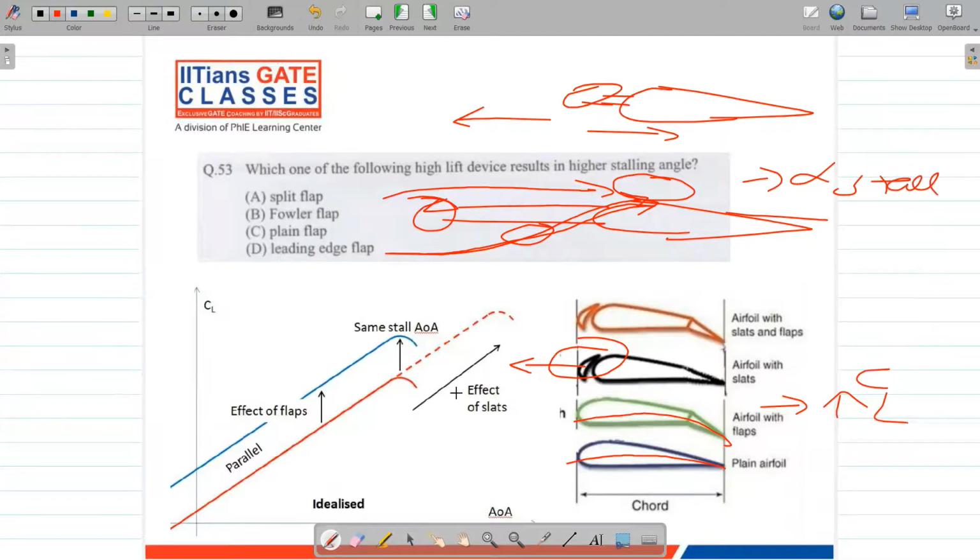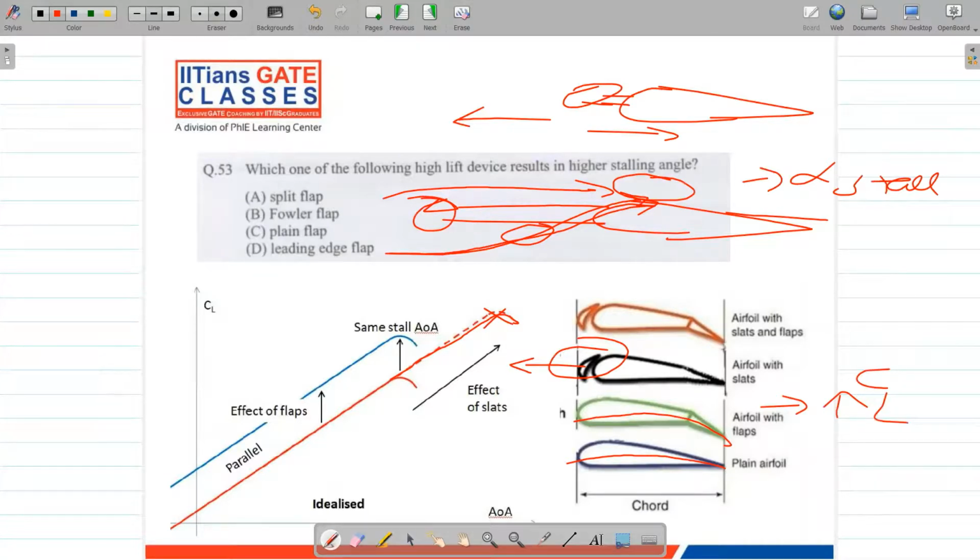So that is what you can see in this dotted red curve: if I use a slat, I'm adding more energy to the flow and pushing my flow separation, and I have a higher stalling angle. So flaps typically work by altering the camber line, while slats work by adding energy to the flow on the top. And in this question, they're asking you different kinds of options, like, which one results in higher stalling angle?